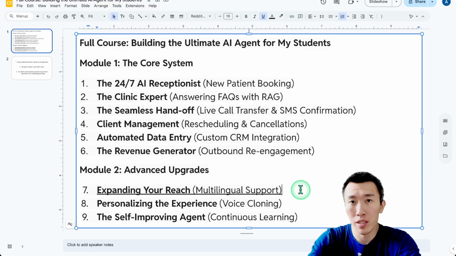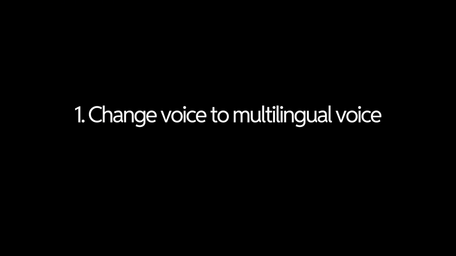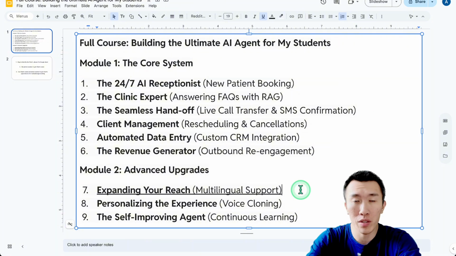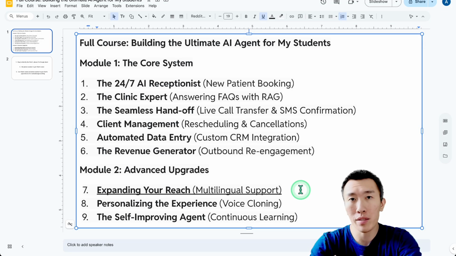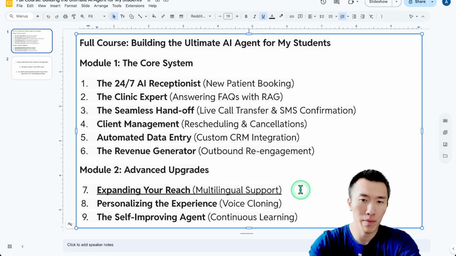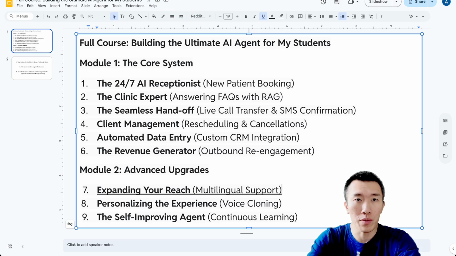The first one is we're just going to need to change some settings, basically the voice. We're going to change it to a multilingual voice. And second of all, we're just going to update the prompt so that we can tell our agent that it needs to be listening for a language and then basically using that language for the rest of the conversation. So let's go ahead and go over to Vapi.